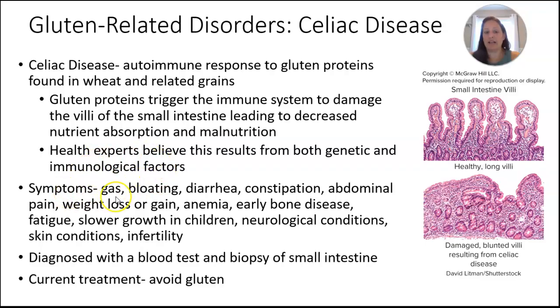Symptoms of celiac: gas, bloating, diarrhea, constipation, abdominal pain, weight loss or gain, anemia, early bone disease, fatigue, slower growth in children, neurological conditions, skin conditions, infertility. So a whole slew of symptoms. How do we diagnose it? There is a blood test, and we can do a biopsy of the small intestine. Treatment: avoid gluten. That's what we have right now.